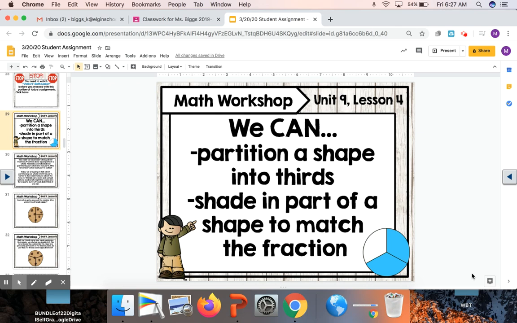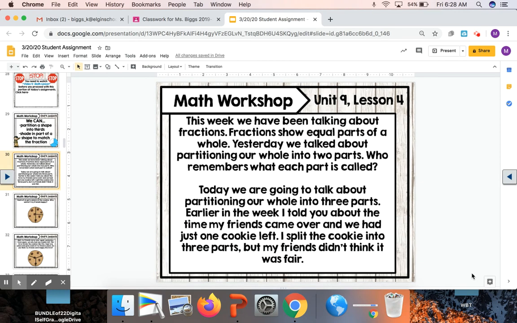Good morning. This morning we are going to be working on Unit 9, Lesson 4. By the end of this lesson, we are going to be able to say that we can partition a shape into thirds. We can also shade in part of a shape to match the fraction. This week we've been talking about fractions. Fractions show equal parts of a whole.